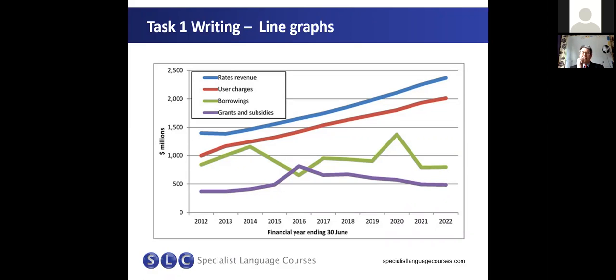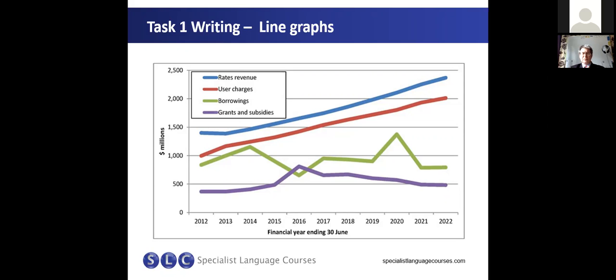So what can we see at a quick glance at a graph like this? Well, rates, revenue, and user charges, they just seem to go up and up, don't they? They're not getting any less. There was a slight slowdown of the rates revenue in 2012, 2013, but not very much. Most of the time they're onwards and upwards. So the trend there is upwards, an upwards trend.